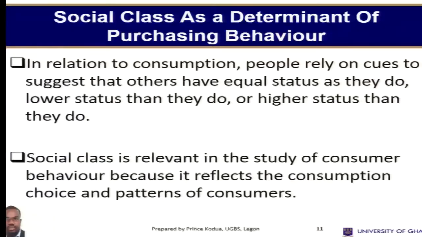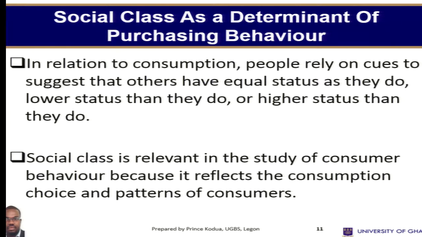In other words, in a given society, based on certain factors that I've mentioned earlier on, we can divide people in the community or society as low or high with regards to those factors that are important to us. So members of one social class usually tend to think that the members of other social classes either have higher or lower status than they do, because it provides a basis for comparison based on wealth, education, occupation, and what have you. In this regard, people tend to rely on cues to suggest that others have equal status as they do, or lower status than they do, or higher status than they do. In other words, based on one's occupation or education, one is able to make a kind of comparison to say that this person is of higher status or lower status, as the case may be.